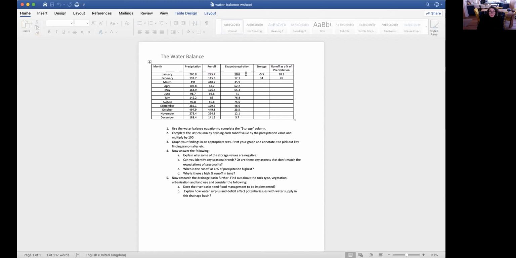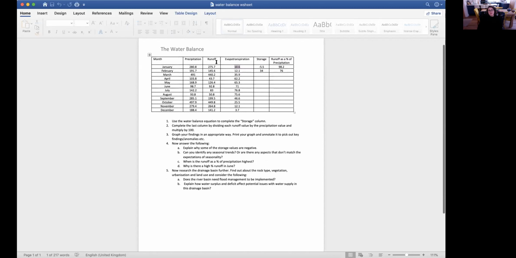The evaporation or evapotranspiration is the water that's evaporated from the plants or from the surface, and therefore, again, isn't held in storage. So what you do is you take precipitation, you minus runoff, minus evapotranspiration, and that tells you how much water is being held in storage in January. So in January, actually, the amount of water held in storage was in negative numbers because there was more loss than gain. Okay, now that's not so important in a drainage basin if it's only happening occasionally.